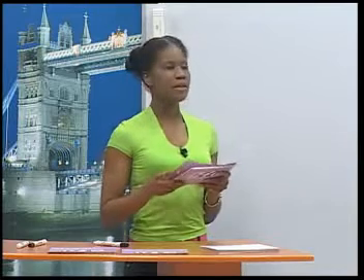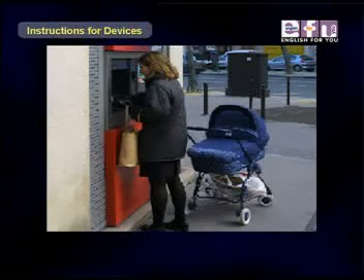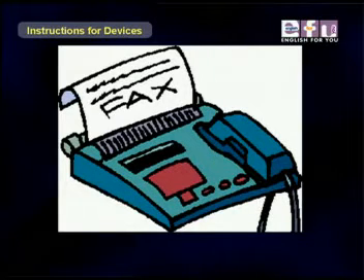Good job. All right, now Sylvia, what is this? That's the automatic teller machine or ATM. We use it to get money from a bank. Excellent, Sylvia. What's this, Alberto? That's a fax machine. We use it to send documents to people through a telephone line.